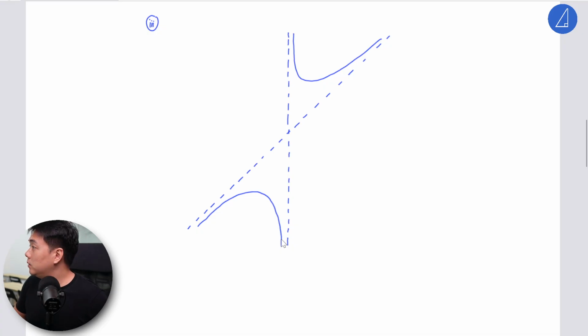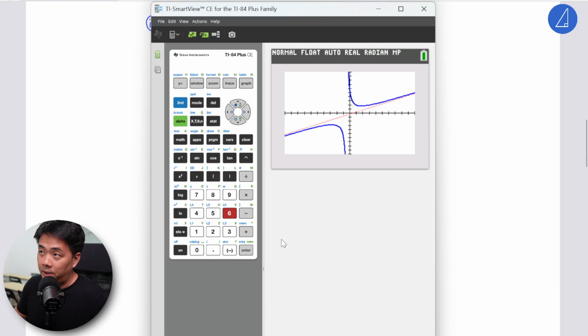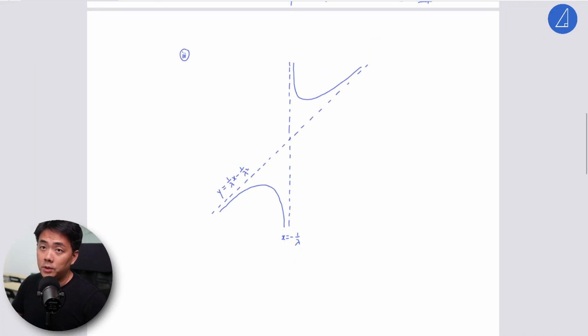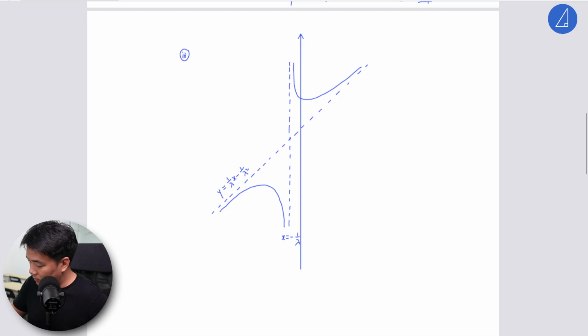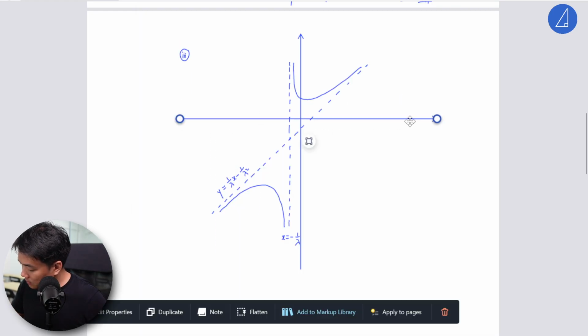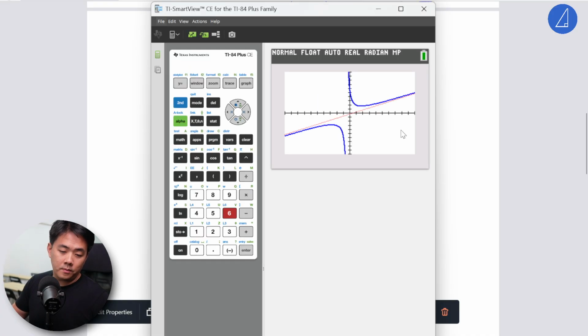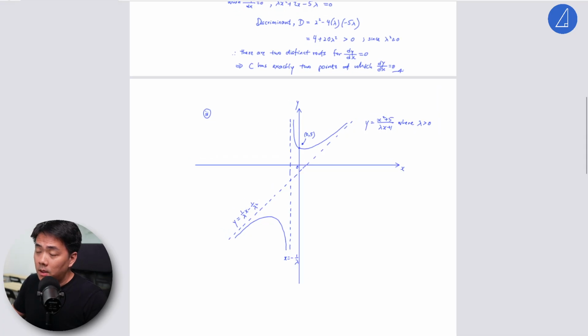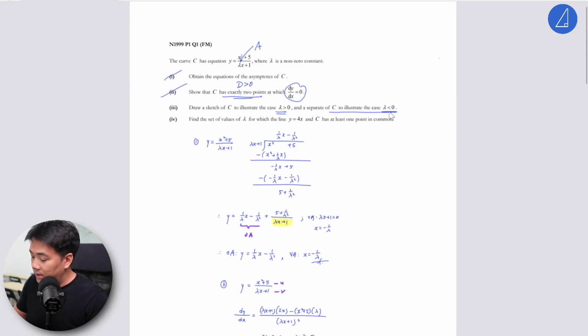So I'm just going to use my GC here, just adjust my axis accordingly. Okay, I know that my vertical asymptote is. Label my asymptotes, then after which draw the axis. So I'm just going to draw the axis here. Okay, yeah. So this is the shape here. When lambda is bigger than 0, you get this graph here. Then on a separate diagram, we draw lambda is less than 0.